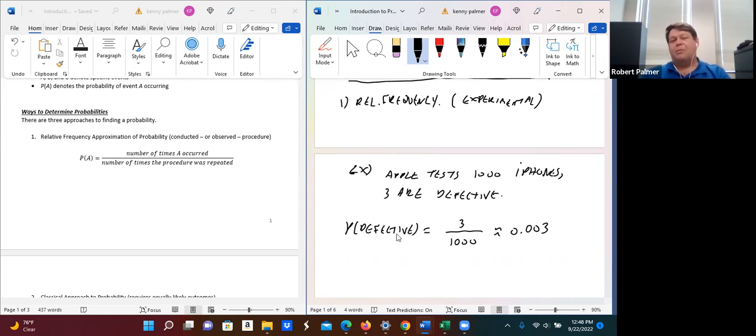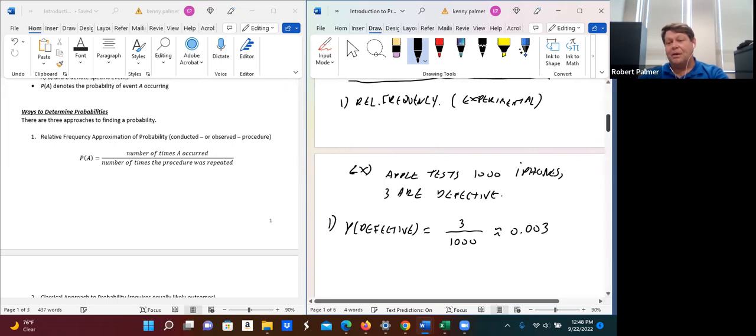Now, as we'll talk about a bit later, think about the probability of not being defective. The other 997 are not defective. So the probability of not being defective would be 997 over 1,000. We'll talk about that idea in a moment. Okay. So that's one example.